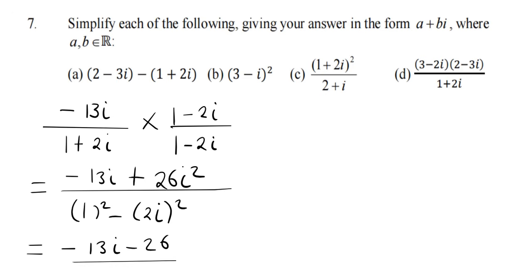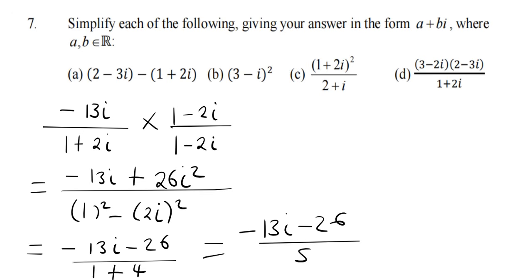Over 1 squared is 1. Minus 2 squared is a 4. i squared is a negative 1. So here we're going to have a positive, positive 5 actually. Then when you simplify this, it is negative 13i minus 26 over 5. Okay, over 5. Then what do we now do?